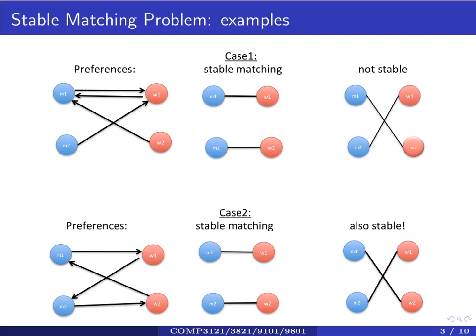Another example is with preferences indicated as here. And interestingly enough, there are two stable matchings. Both matching M1 with W1 and M2 with W2 is stable, as is matching M1 with W2 and M2 with W1. You can just verify that in both cases the two conditions for a stable matching are satisfied. So sometimes there can be several stable matchings.